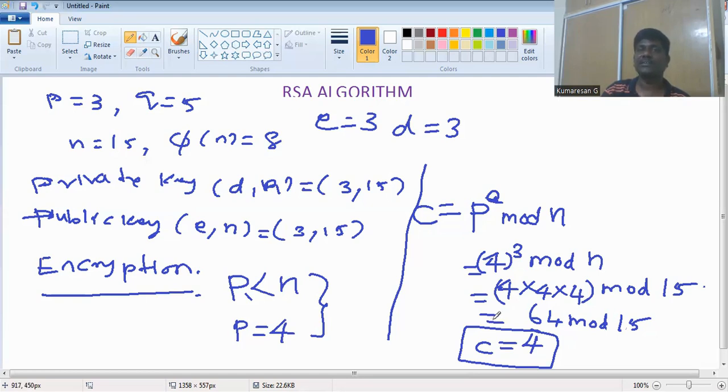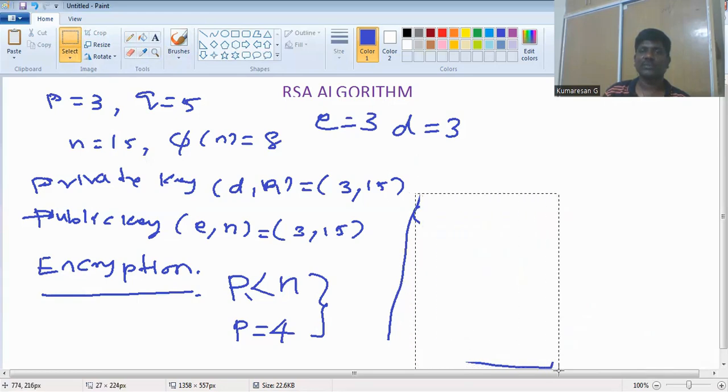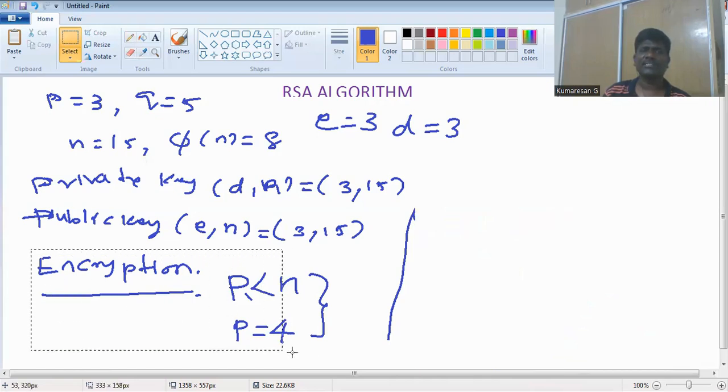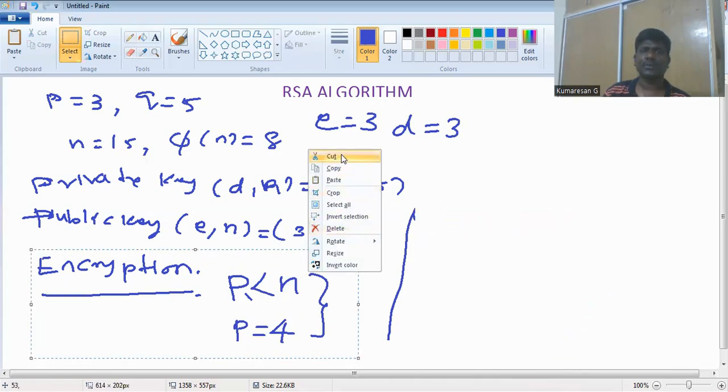Now let's see the decryption process. What is the decryption process? We already know the C value. What is the ciphertext value? Here it is 4. So the ciphertext value is 4. Now let's see the decryption process.